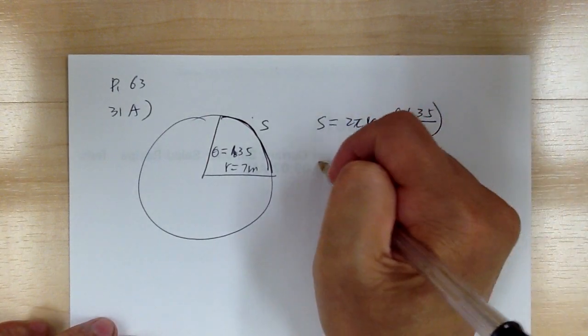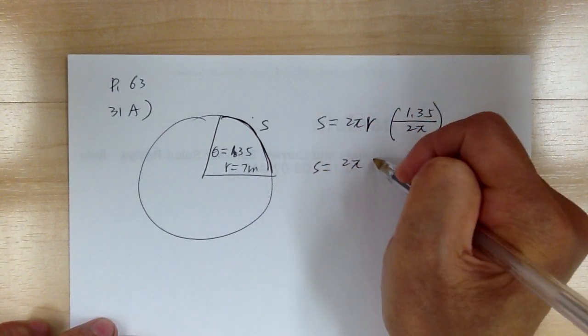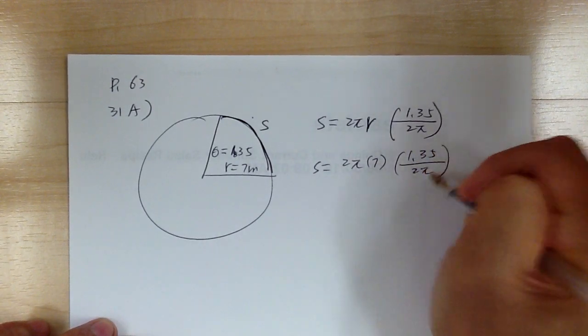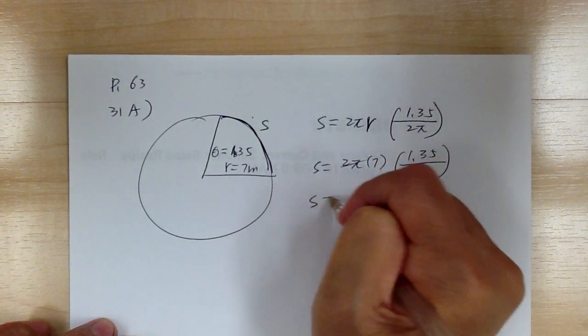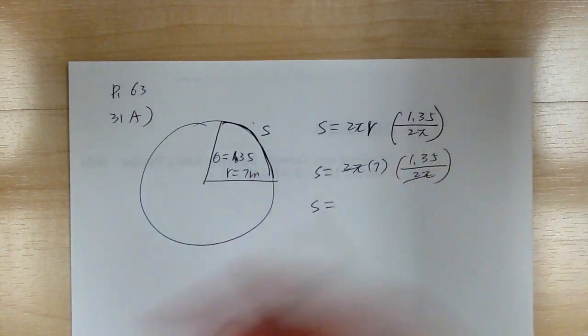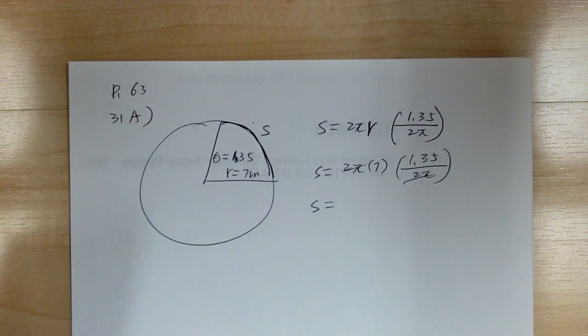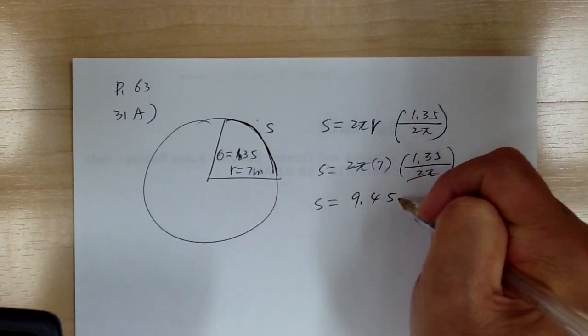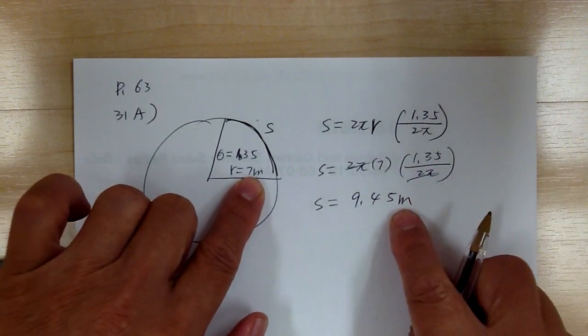Then you can substitute. So 2 pi r, r is 7, times 1.35 over 2 pi. So 2 pi cancels out. So S will equal, get your calculator and you multiply. And so this would be equal to 9.45 and the label would be meters. Make sure you have the labels in there.